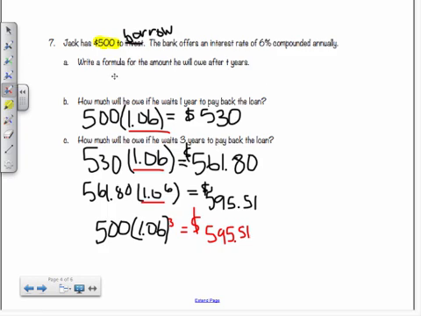So we can go back and write our formula for the amount that he owes after t years, and we'll just say that f of t equals 500 times 1.06 all raised to the t power. So based on however many years you have, that's the number that you are raising the 1.06 to.